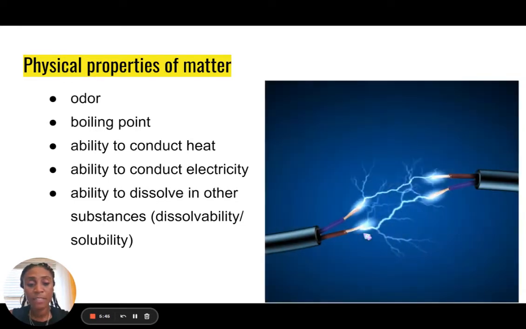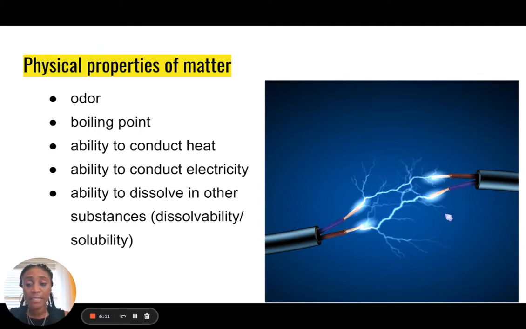Another example of physical properties is the ability to conduct electricity. If we look here, we're seeing two wires and it's conducting electricity. And this is useful when you're able to plug your cell phone in or charge your computer. All these are physical properties when the wires are able to conduct the electricity.